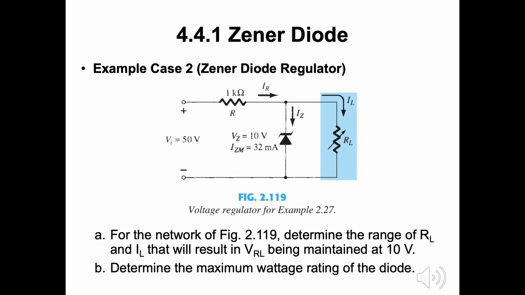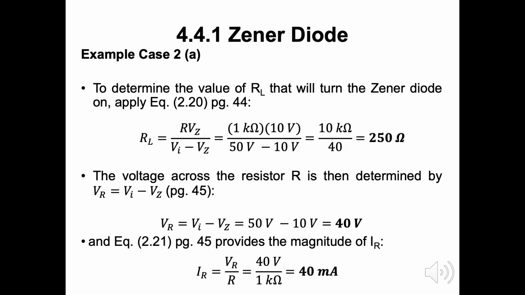For case number 2, we need to determine the maximum wattage by using RL and IL, which will result in VRL being maintained at 10 volts. To determine the value of RL that will turn the Zener diode on, apply equation 2.20 on page 44, and we will have RL equal to 250 ohms.